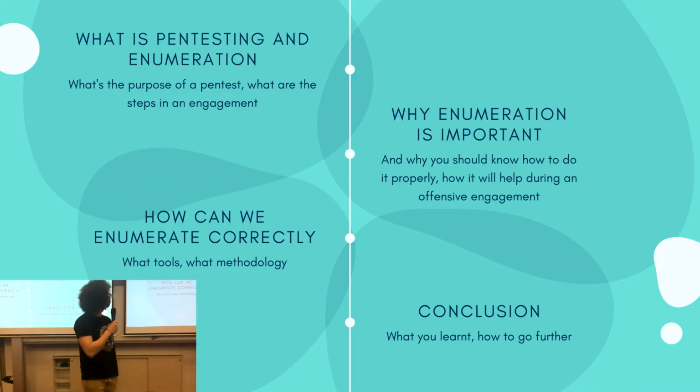First, we are going to talk about what is pen testing and what is enumeration. What is the purpose of a pen test? What are the steps in an engagement? Then we will talk about why enumeration is important and why you should know how to do it properly, how it will help you during an offensive engagement. And then I will talk to you about how we can enumerate correctly, what tools and methodology we use, and then I will conclude.